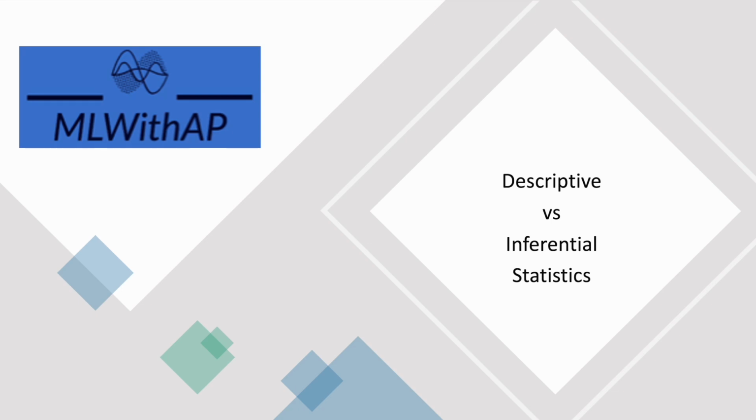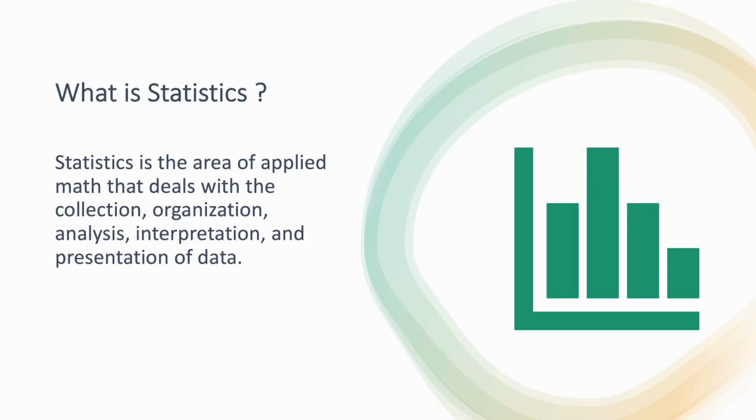The topic for today is descriptive versus inferential statistics. Even before that, let's try to understand what a statistic is. If I have to define statistics in one plain, simple, layman sentence, then I would say that statistics is a branch of science, a branch of mathematics, which deals with data. Now, what sort of data and what do we do with data? If we are collecting data, organizing data, analyzing data, interpreting data, or presenting data, what we are doing? We are doing statistics.